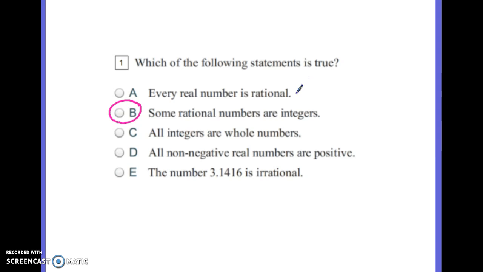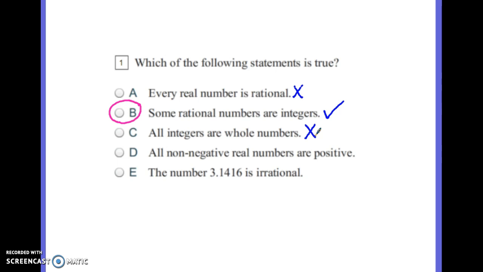So when you go back and look at your options for number 1, every real number is rational. That is not true. Every rational is real. Some rational numbers are integers. Yes, that is true. Not all rational numbers are integers. Some are fractions. All integers are whole numbers. That is not true. An integer can be negative, and that's not a whole number.